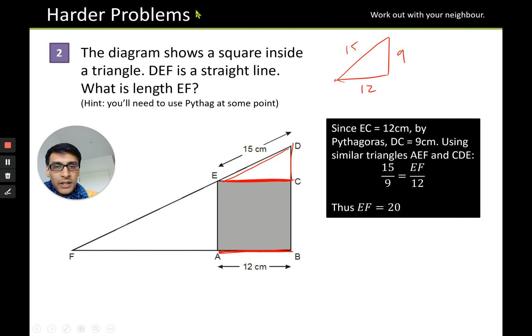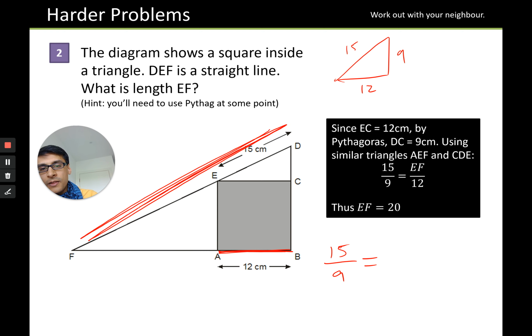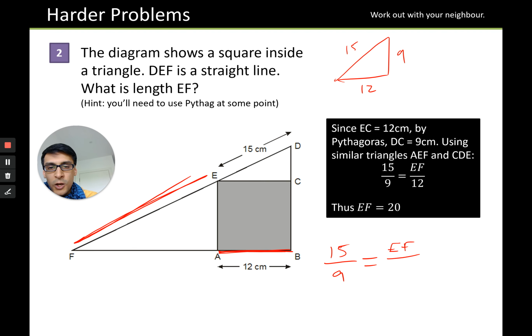So 15 over 9, so that ratio, 15 over 9, is equal to this length, which is meant to be this length here, EF, over that length, which we know is 12 because it's a square. When you rearrange it by multiplying by 12, you get your answer. EF is 20. That was a bit of a challenge question here.